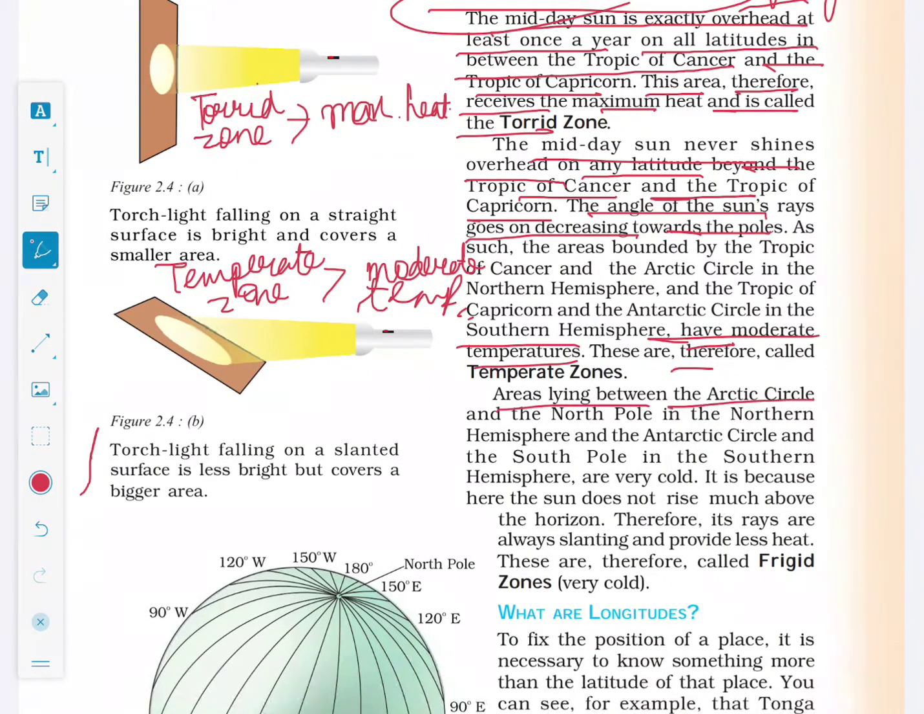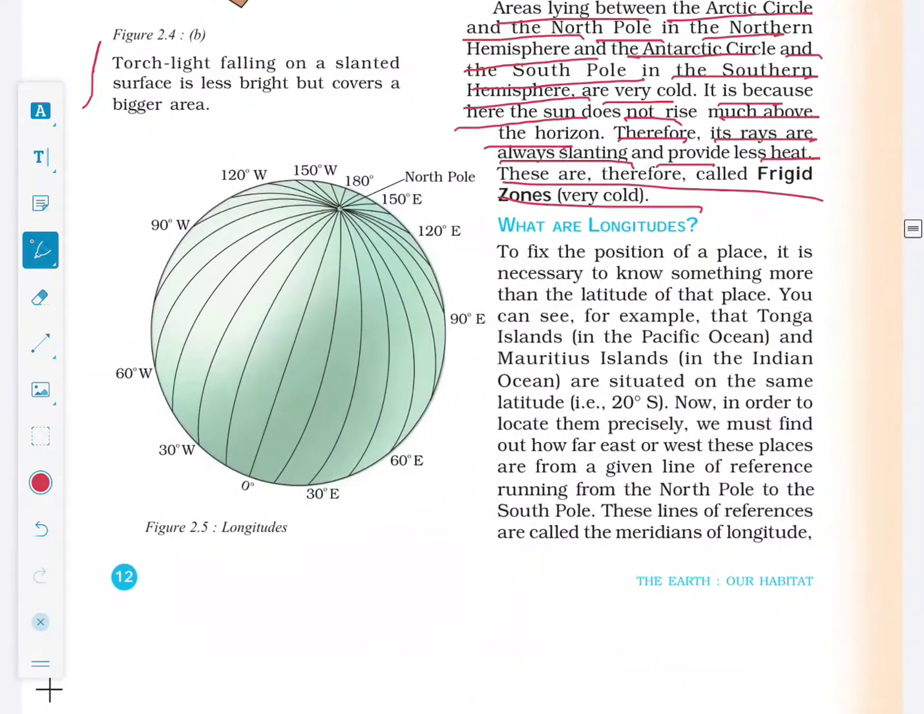Areas lying between the Arctic Circle and the North Pole in the northern hemisphere and the Antarctic Circle and the South Pole in the southern hemisphere are very cold. It is because here the sun does not rise much above the horizon. Therefore, its rays are always slanting and provide less heat. These are therefore called frigid zone. Coming to the next important point, longitudes.